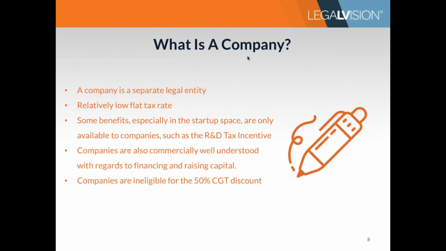Also, one of the big disadvantages of operating through a company is that unlike individuals or trusts, companies are ineligible for the 50% capital gains tax discount. Now, you may be aware that if you hold a capital asset for at least 12 months and you're an individual or a trust, then you can halve the capital gain, take the first half completely tax-free, and then you only include the second half in your assessable income. So overall, you're paying about half as much tax.